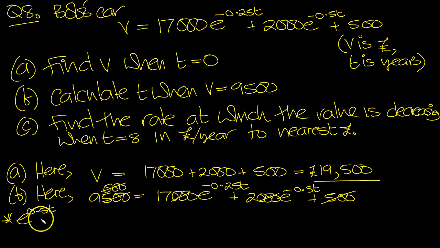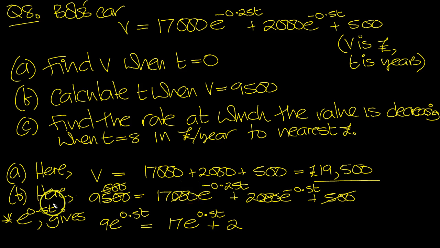Yeah, I'd like to do that really. Gives, so we've got 9 e to the 0.5t is equal to 17 times by this, you just add the powers, so that would be e to the 0.25t plus 2, and then this would be e to the 0, which is 1, so 2 times 1 is 2.